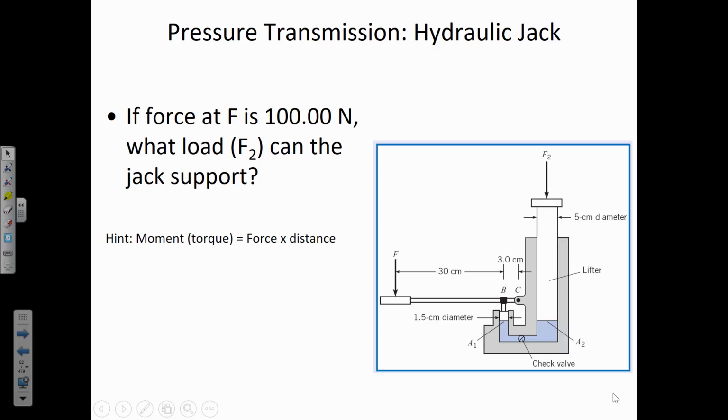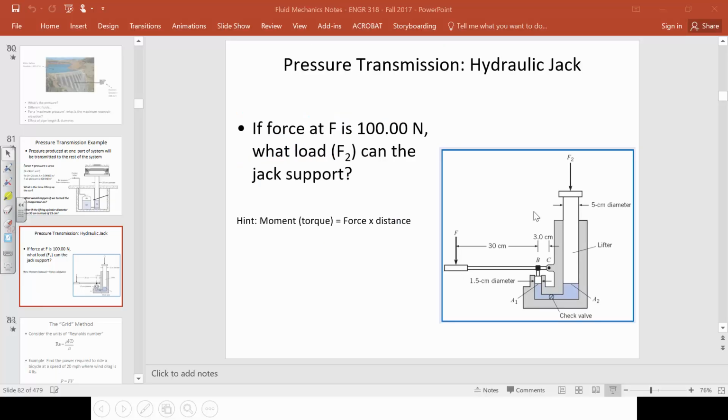All right, so as the final step, I'd like you to do that. A2 you need to calculate based on a 5 centimeter diameter. I'll walk around. I've got the solution here in my hands. I want to see if you can find out the force at 2 that can be lifted by this jack, given the pressure that we know inside of the fluid.